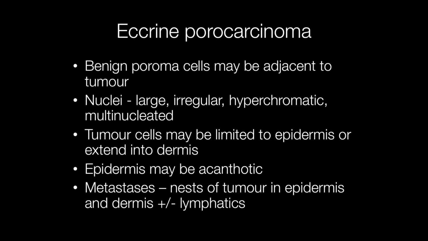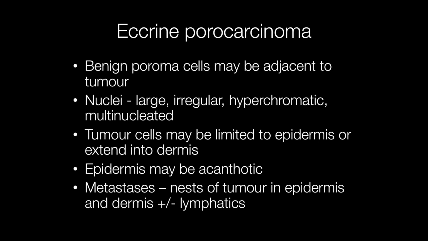Histologically, benign poroma cells may be seen adjacent to the tumour. The nuclei of the tumour cells are large, irregular, hyperchromatic, and sometimes multinucleated, and the tumour cells may be limited to the epidermis or extend into the dermis, and the epidermis may be acanthotic.